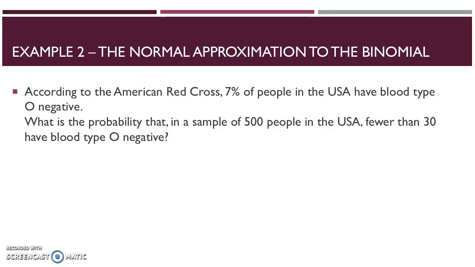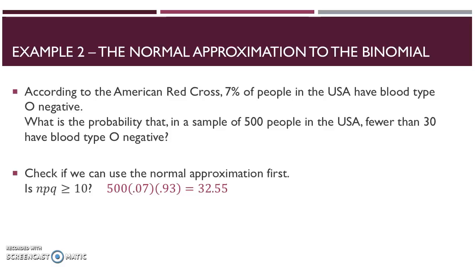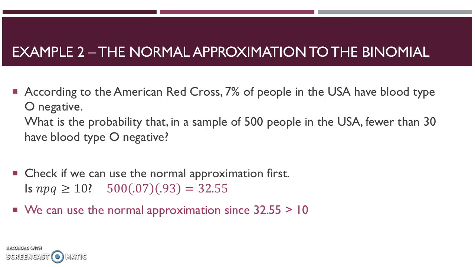We want to start by checking if n times p times q is greater than or equal to 10. N is our sample size of 500 people. P is the probability of success. Success in this case is that someone has blood type O negative, so that's 0.07 for 7%. And q is the probability they aren't O negative, so that's 0.93. When I multiply those together, I get 32.55, which is greater than 10, which means we can use the normal approximation.